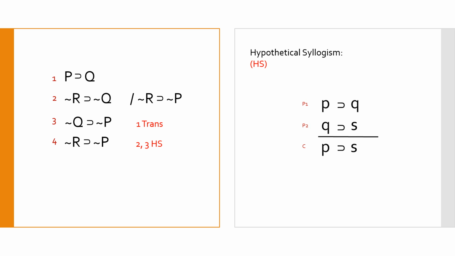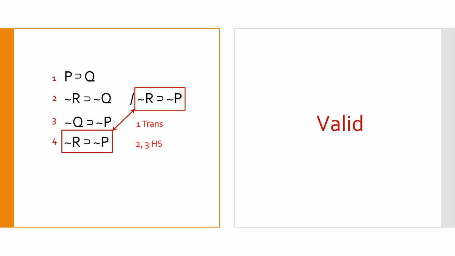Notice the second line says, if not R, then not Q. The third says, if not Q, then not P. And so I can simply jump from that to if not R, then not P. And that, of course, is what this particular conclusion was aiming at. So this tells us it's a valid argument. And notice what I've done is I've used transposition to mess around with the order of terms in order to try to set up a hypothetical syllogism into the right form.